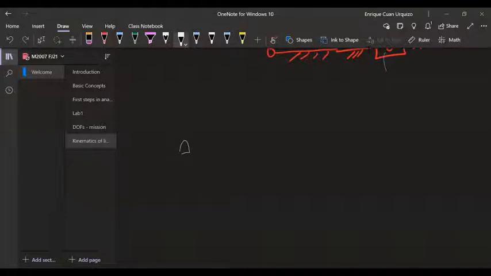We're going to solve the position problem, position analysis of this guy. This guy is known as a slider crank. Okay, and it is known as a slider crank because it has a slider and a crank.